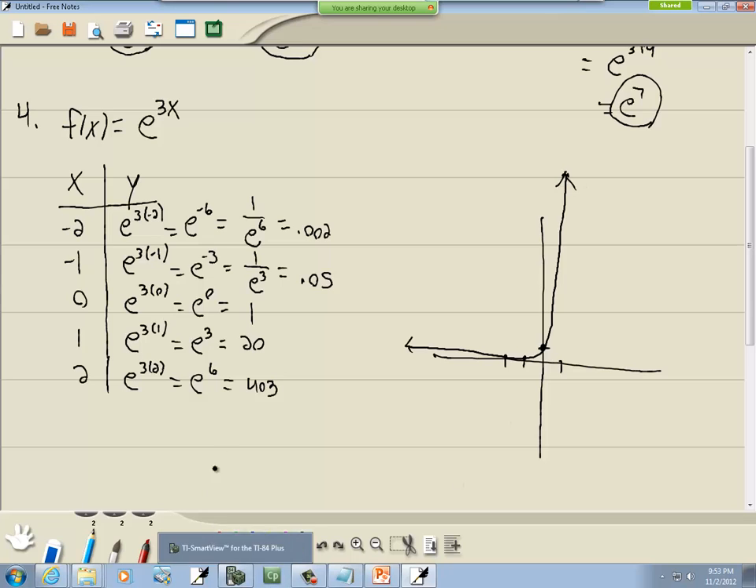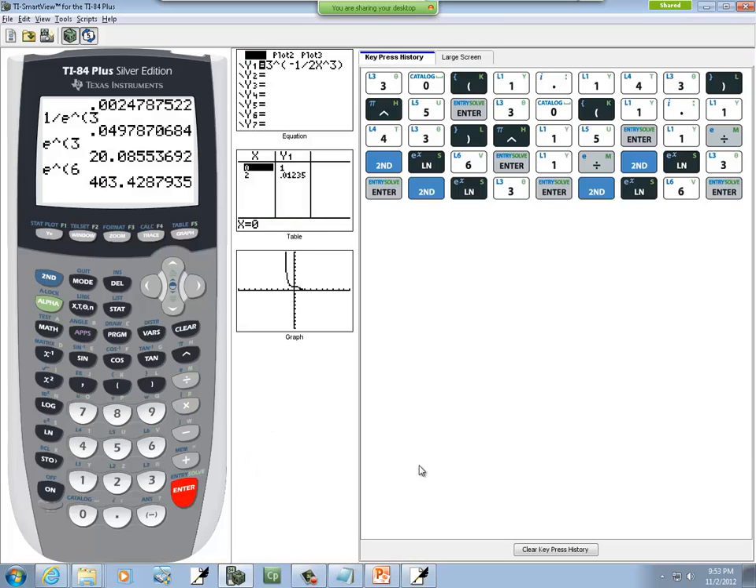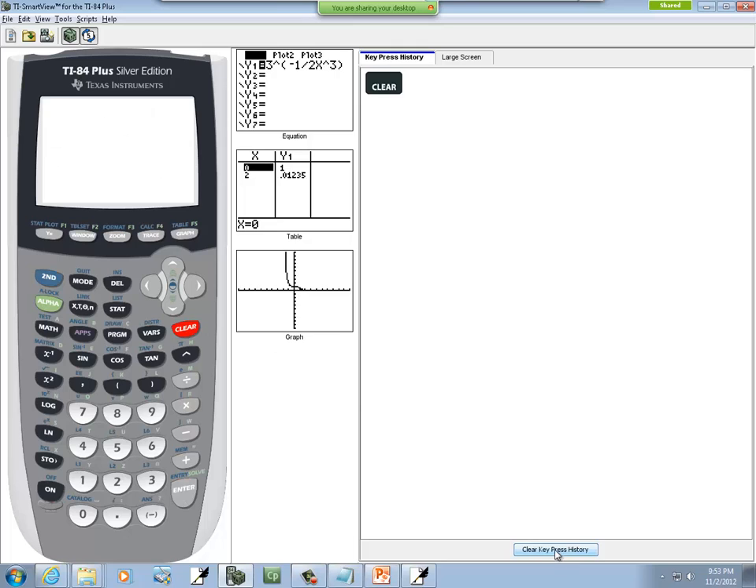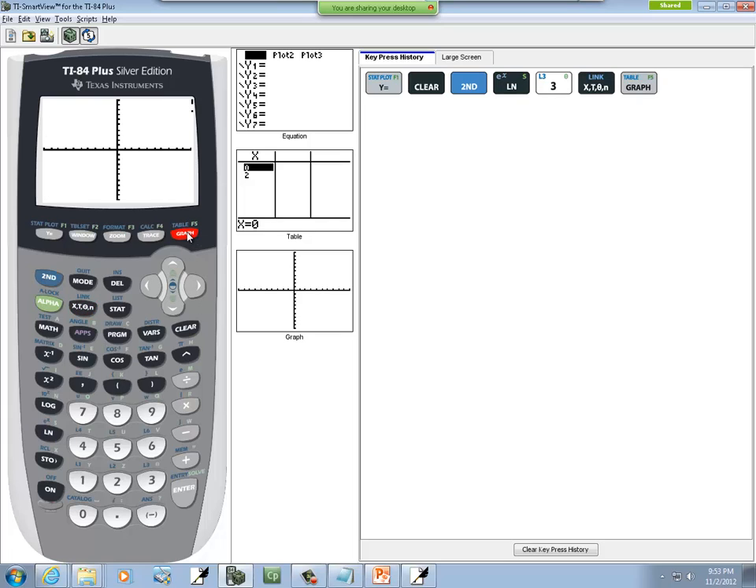Now to do this on your calculator, I'm going to press my y equals. I'll press clear. To get to e, again, we do second ln, and then I'll put in 3x. You don't have to put closing parentheses unless you want to. Then I'll press graph. And we get a little bit better picture.